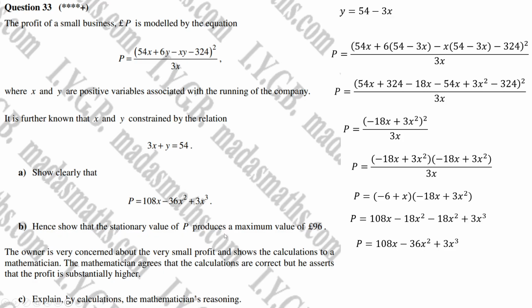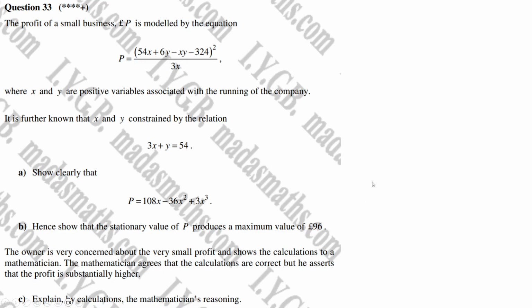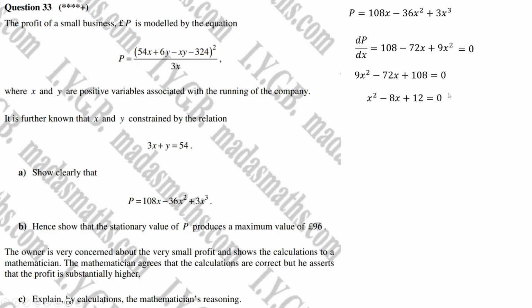Show that the stationary value of p produces a maximum value of 96. Okay, so p is this, okay? And then we're just going to differentiate that. So 108 minus 72x plus 9x squared equals 0. I divide by 9 to get this, and this is x minus 6, x minus 2. So either x equals 6 or x equals 2. Now to find which one maximizes the value for p, we'll just try them both, okay?